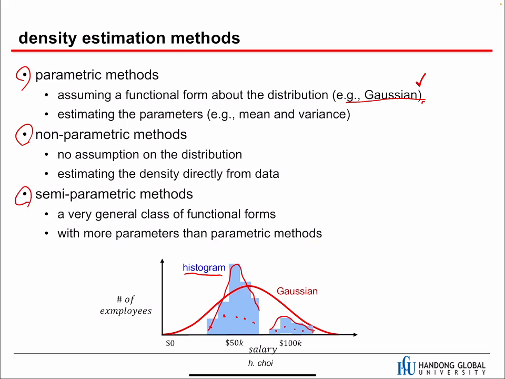And then the last one is a semi-parametric method. In this case, we extend the parametric method to more complicated, complex distributions. So it's very general, and it has more parameters than the parametric method. We will focus on the parametric method and non-parametric method.